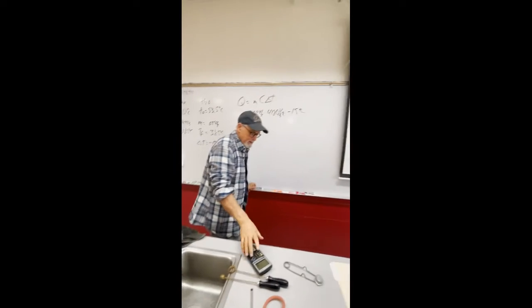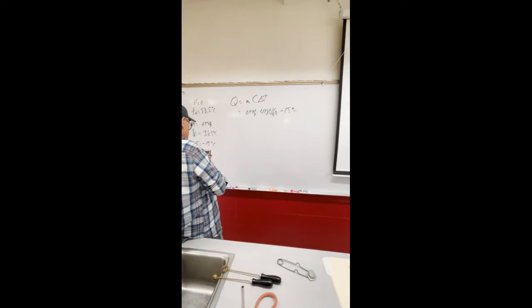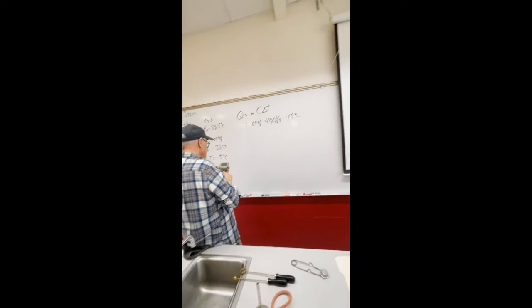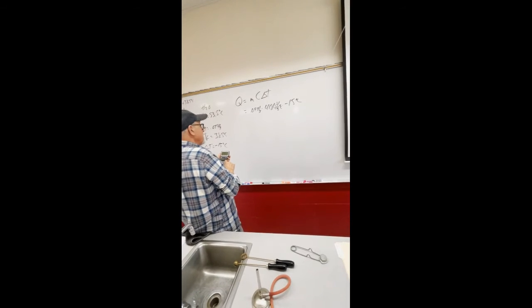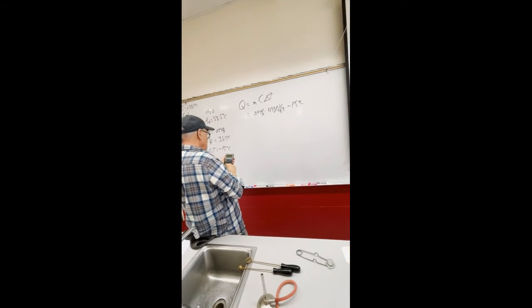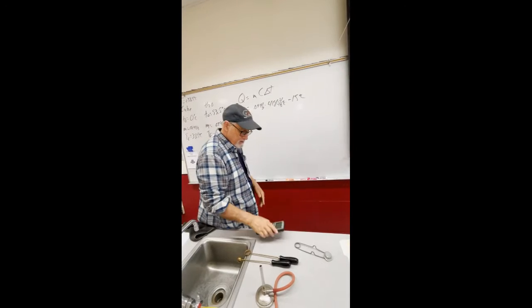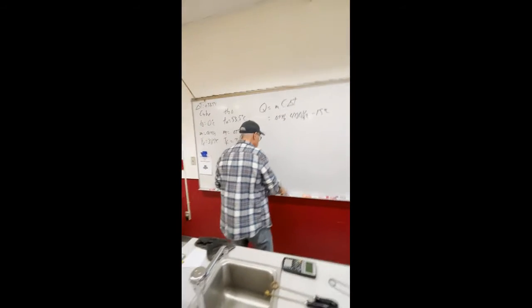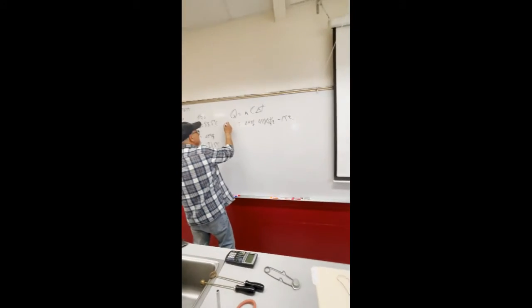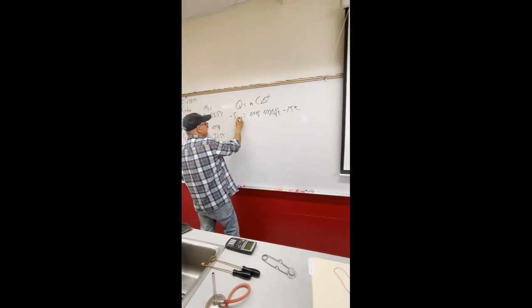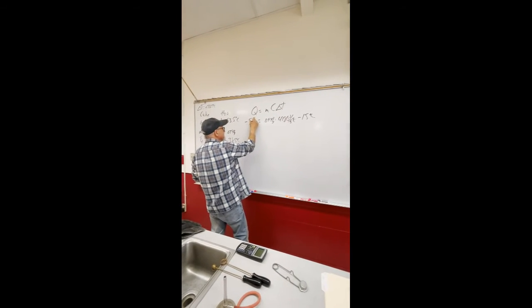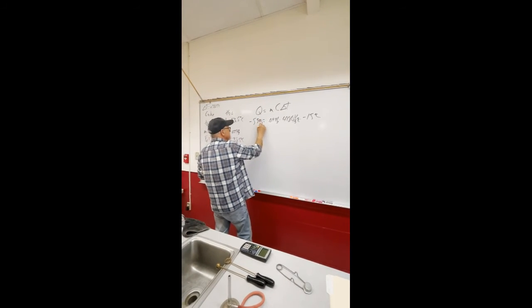What's our answer going to be? Positive or negative? Negative here. And okay, so 0.094. That makes sense because we're losing energy. 4180 times negative 15. I get negative 5894. I'm going to call that 5900 joules.